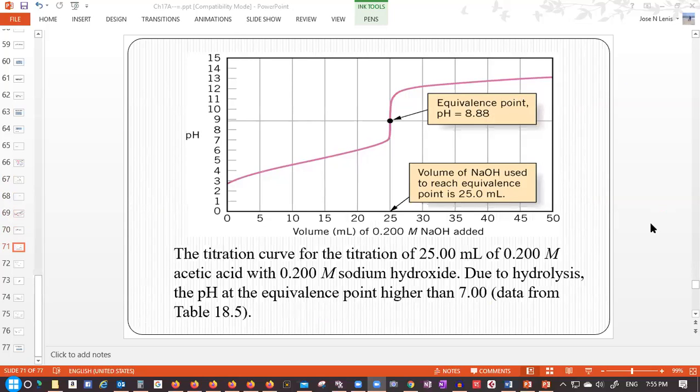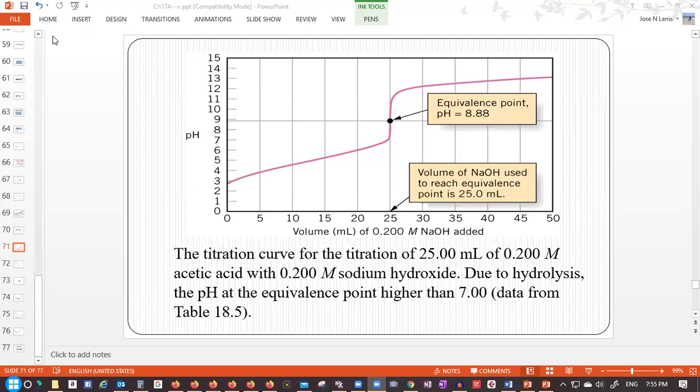Again, this is a titration of a weak acid, acetic acid, with a strong base, sodium hydroxide. So we have an initial concentration of acetic acid of 0.200 molar. Look at the pH. Let's see if that makes sense with the initial concentration.